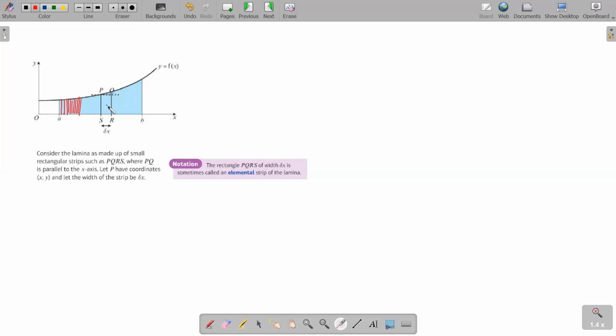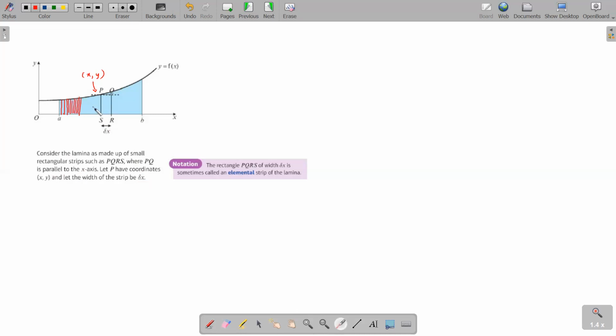So small. What I have done here is taken that small strip and enlarged it. So consider the lamina as made up of small rectangular strips such as PQRS, where PQ is parallel to the x-axis. Let P have coordinates (x, y). Is that okay, guys? And let the width of the strip be delta x.